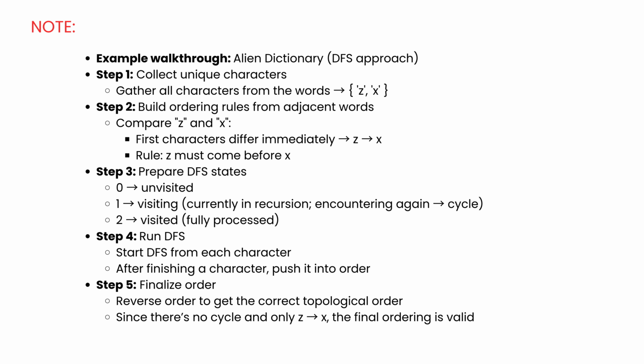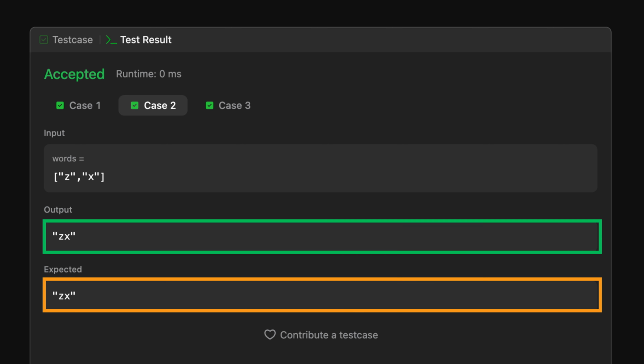After building the graph, this solution uses DFS topological sorting with states. 0 equals unvisited. 1 equals visiting, currently in recursion. If we see this again, it's a cycle. 2 equals visited, fully processed. We DFS from each character. When DFS finishes a letter, we push it into order, then we reverse order at the end to get the correct topological order. Since there's no cycle here and the only dependency is Z before X, the final ordering comes out cleanly. And that's exactly what our program outputs, ZX, matching the expected result.